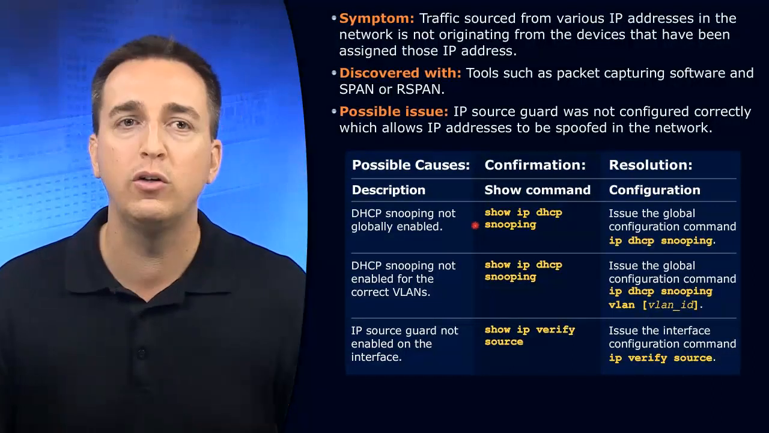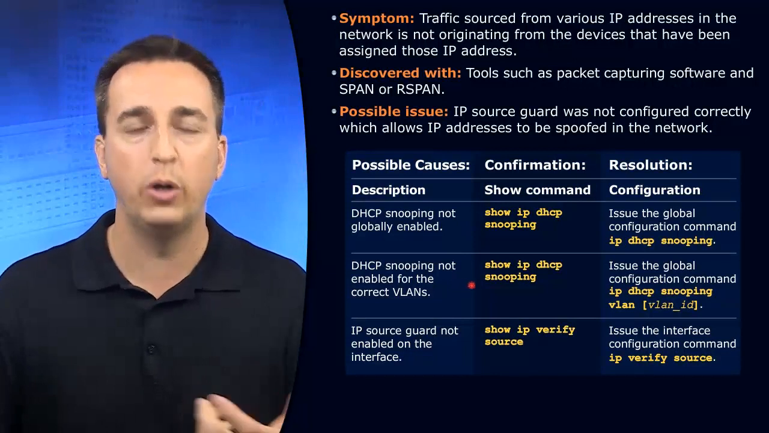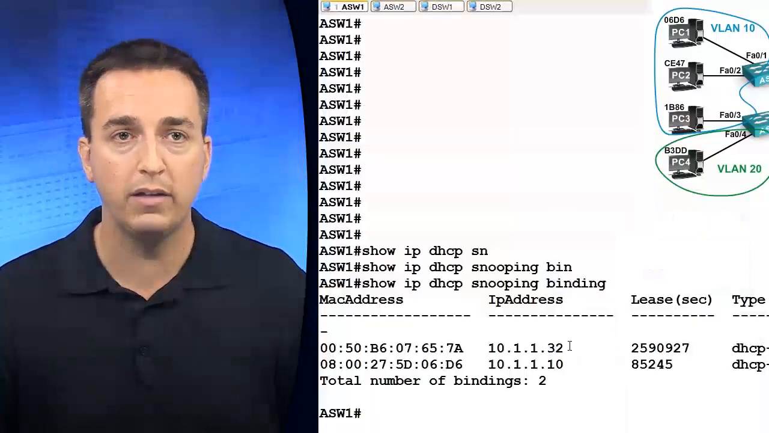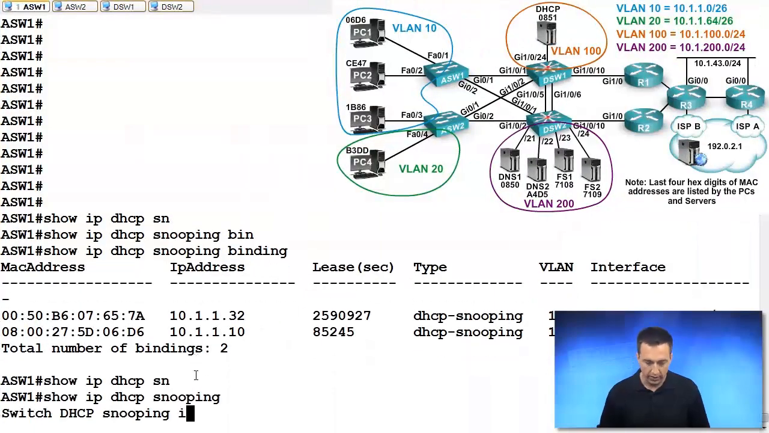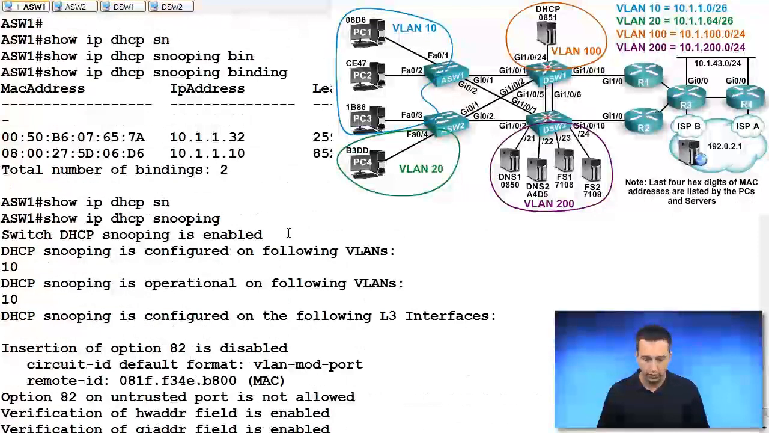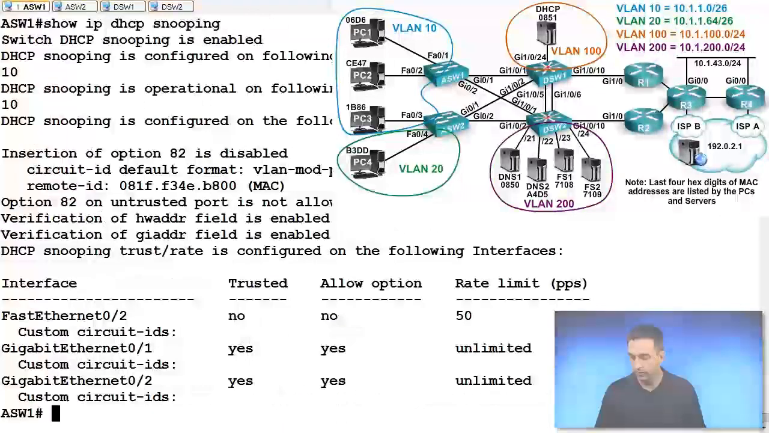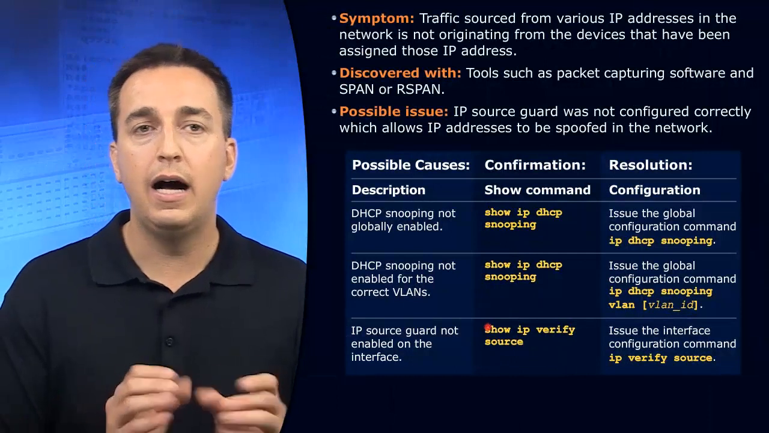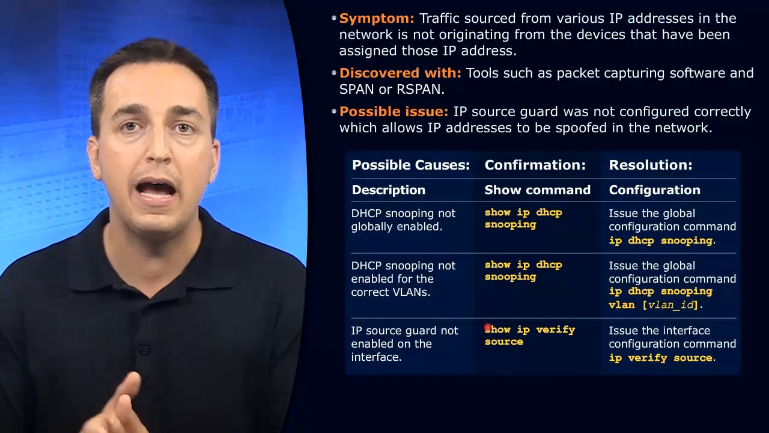So was it enabled globally? Is it enabled for the correct VLANs? And we can verify that both with the show ip dhcp snooping command. So we go back to ASW1, show ip dhcp snooping. We'll see that it is enabled globally right here, and we can see that it's been enabled for VLAN 10 as well.